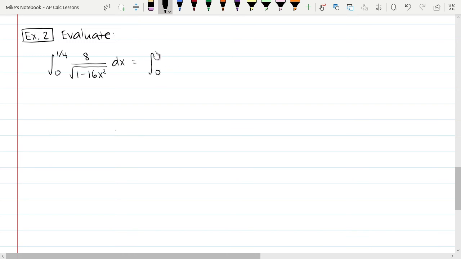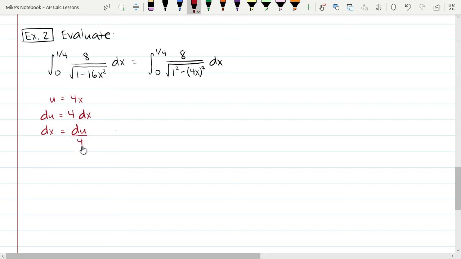So I have the integral from 0 to 1/4 of 8 over, and again, you could have moved the 8 out in front if you wanted, over the square root of 1 squared minus 4x quantity squared dx. So now it's clear that our u is going to equal 4x, which means our du equals 4 dx, or dx equals du over 4.